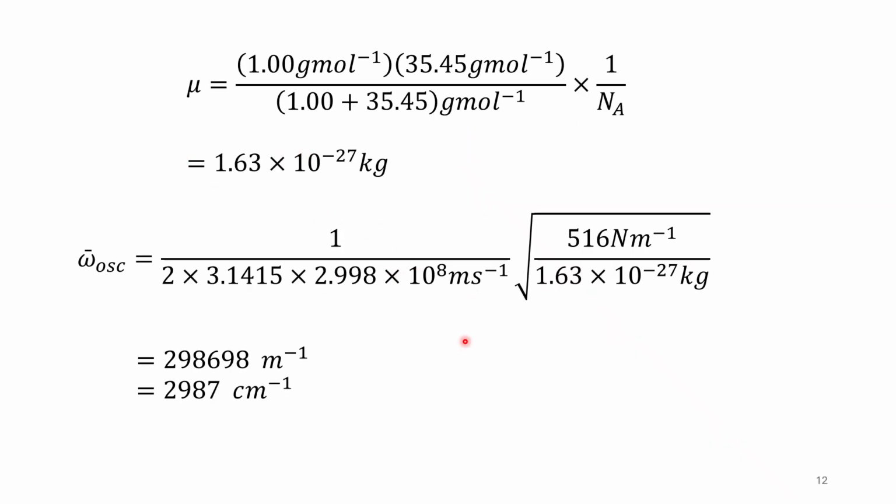Here is the solution. First, you look for the reduced mass. Convert the molar mass to units of kg or g, okay, by dividing the molar mass by the Avogadro constant. After that, substitute the reduced mass into the equation to find the frequency of the vibration.